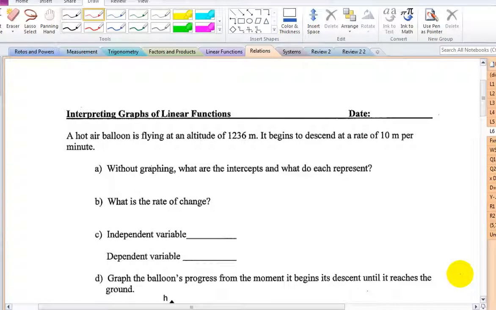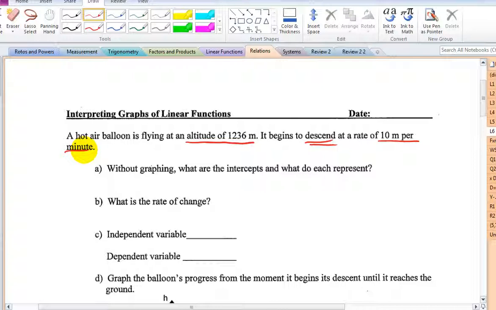Okay, so a hot air balloon is flying at an altitude of 1,236. It descends at a rate of 10 meters per minute. Okay. Without graphing, what are the intercepts? What do they represent?